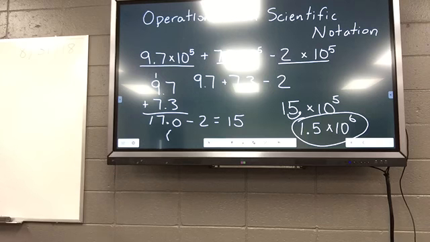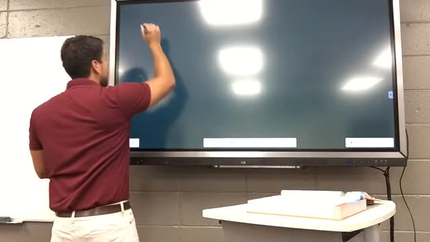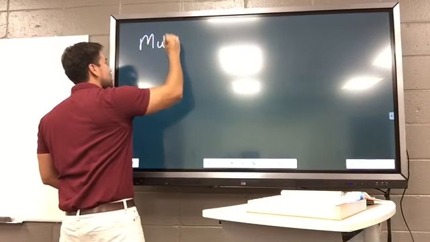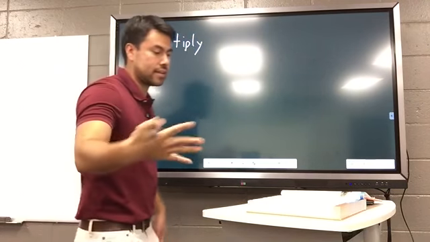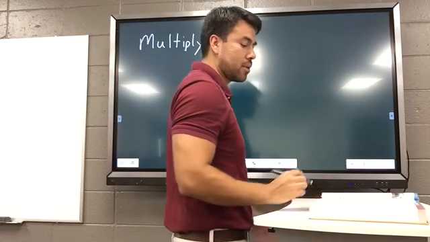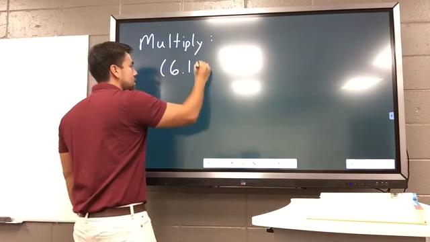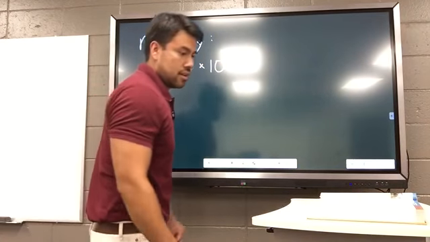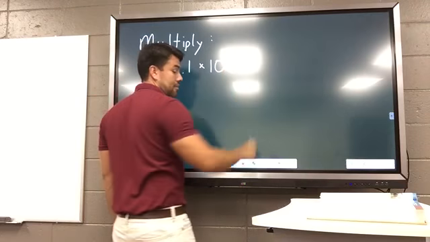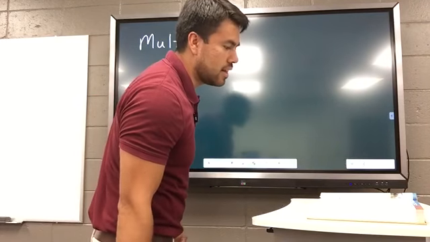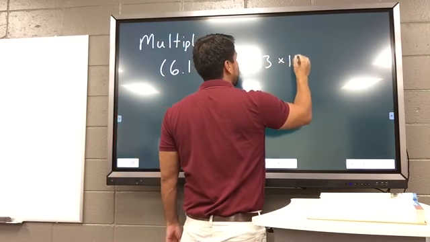Okay, let's finish up, guys. 2 more problems, and I want to see if you guys can distinguish. This time we're going to multiply. What were we doing the last time? Adding or subtracting. This time we're going to multiply. This one is 6.1 times 10 to the 7th, and 2.3 times 10 to the 4th.